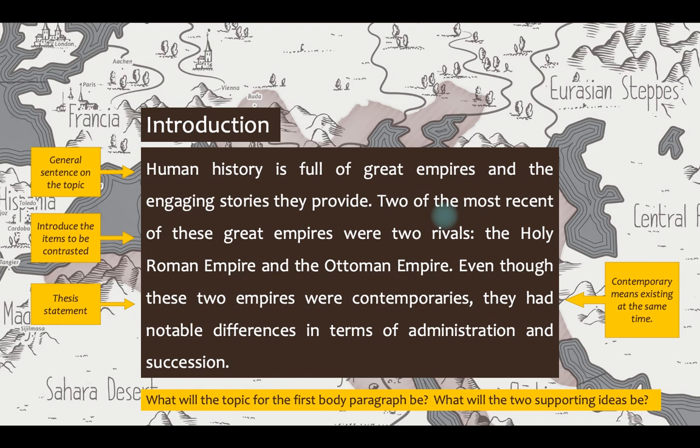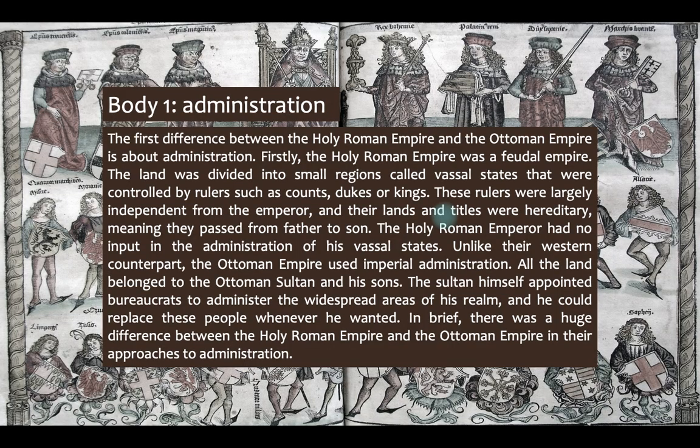So, what will the topic for the first body paragraph be? And what will the two supporting ideas be? Do you remember? Body 1 is about administration. And of course, we start with a topic sentence, which mentions the two topics, the essay type, and then one subtopic. The first difference between the Holy Roman Empire and the Ottoman Empire is about administration.